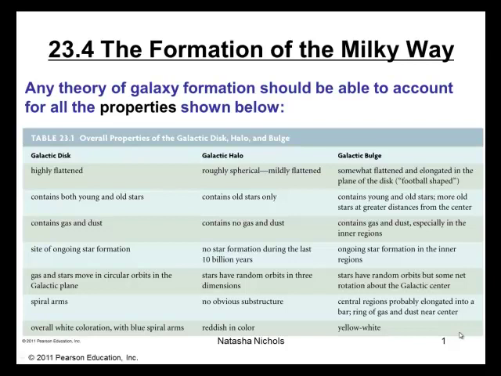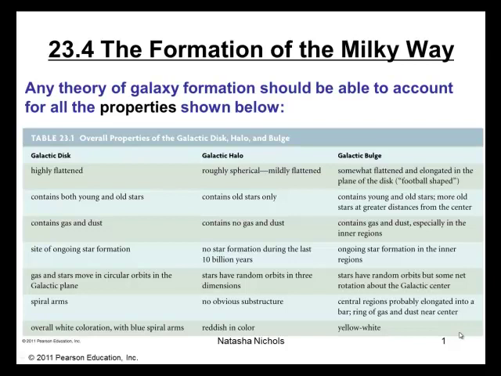The galactic disk contains both young and old stars, contains gas and dust, and is a site of ongoing star formation. The galactic halo contains only old stars, no gas and dust, and no star formation during the last 10 billion years. The galactic bulge contains both young and old stars, more old stars at greater distances from the center, contains gas and dust especially in the inner regions, and there is ongoing star formation in the inner regions.